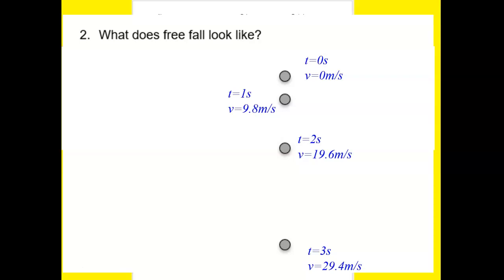And then again, as it's falling, the change of velocity as it falls to Earth is what's called gravitational acceleration, which is 9.8 meters per second squared. If we round that, that'd be 10 meters per second squared.